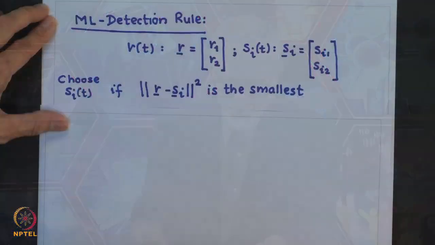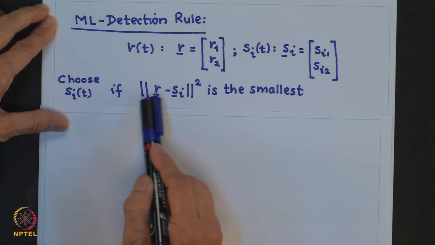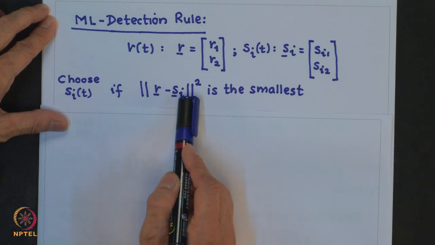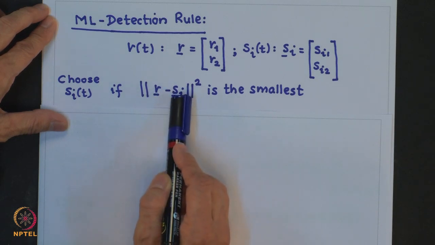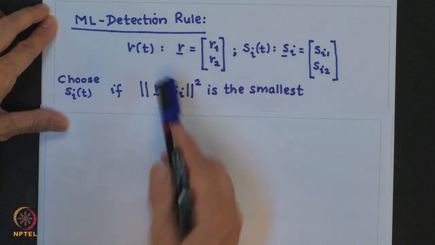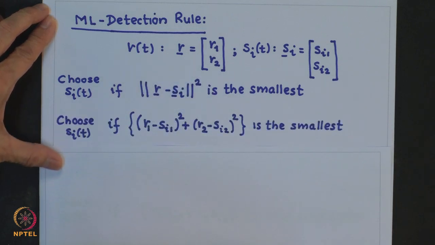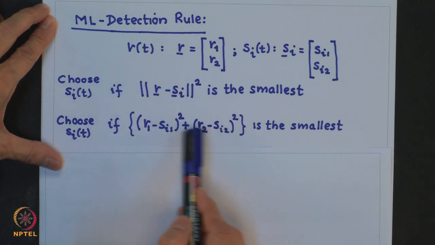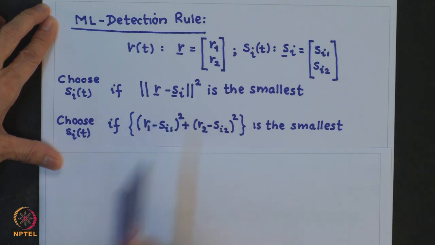it says that choose that signal s_i(t) for which this condition is valid. That is basically we are calculating the Euclidean distance between the received or observed vector and the message vectors. So, this is basically a minimum distance receiver. Now, we can expand this quantity, and if we do that, we will get this expression out here. So, choose s_i(t) if this is the smallest.